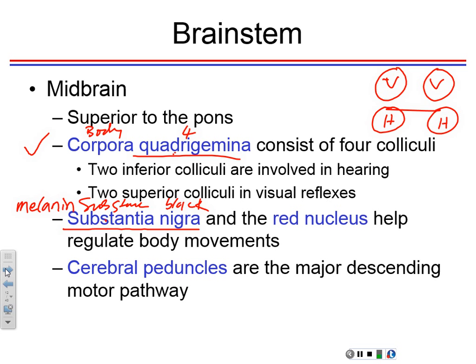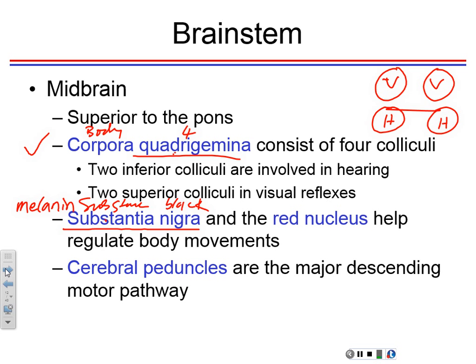It regulates motor activity. In fact, it's one of the ones that cancels, like in Parkinson's disease, some of these basal nuclei are involved. It cancels unnecessary motor activity, which is what causes the tremors and whatnot, because these nuclei cancel out all that unnecessary motor activity.